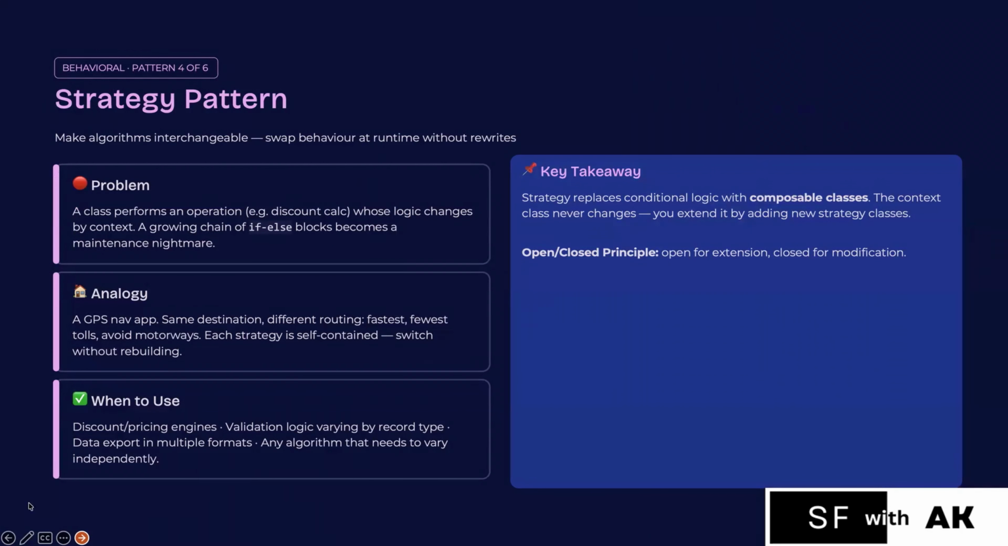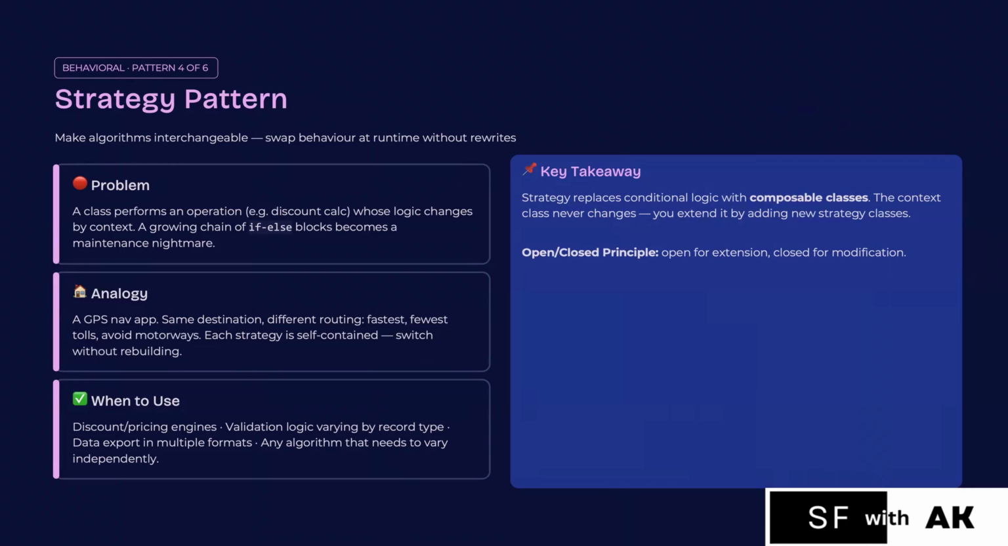Okay, the strategy pattern. This is one of my favorites because it directly solves a problem I see in almost every Salesforce org. So what is the problem? Imagine you have a class that calculates discount, and the discount logic changes depending on the customer tier. So you end up writing if else blocks. If enterprise, do this. If SMB, do this. If it's partner, do something else. If it's a small organization, do this.